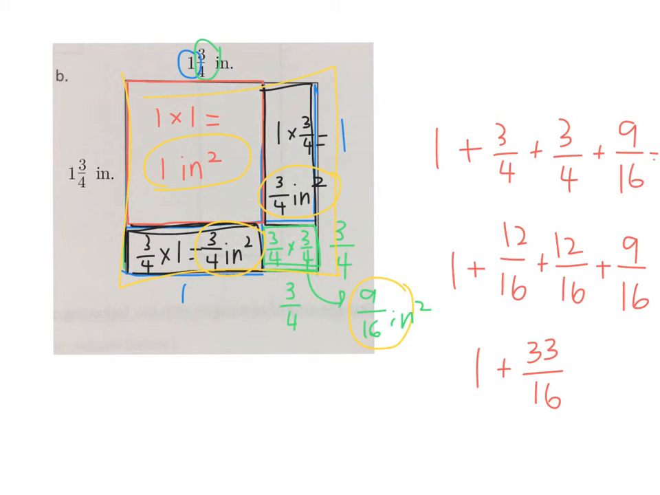Go. How many wholes are there in 49/16? 3. So this is 1 plus 2 and? 1/16. So the final answer is? 3 and 1/16 square inches. Good. Write that over. Good.